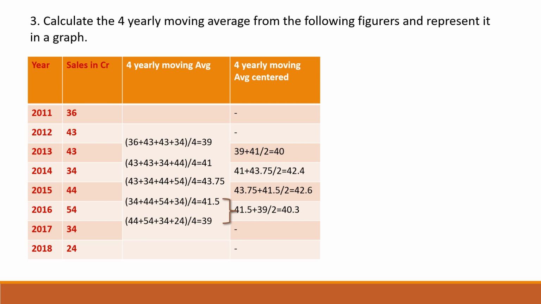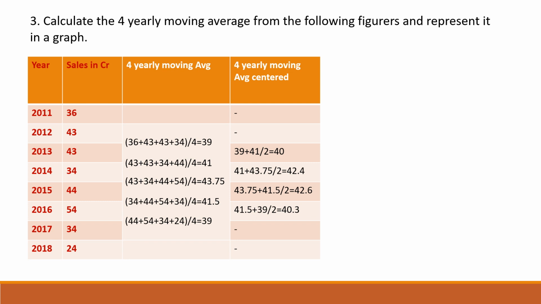In case of 3-yearly and 5-yearly moving averages, the moving average will be the trend values. But in case of 4-yearly, or it may be 6-yearly, or 8-yearly, the centered values will be the trend values in case of even moving averages.